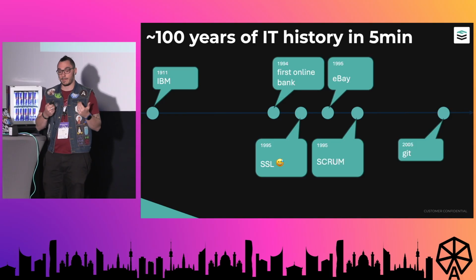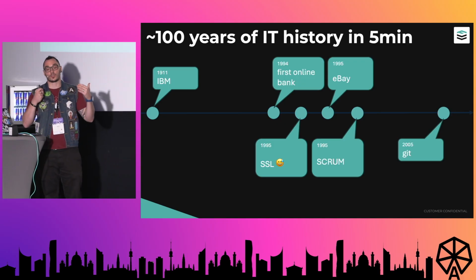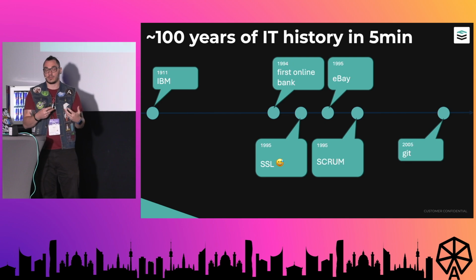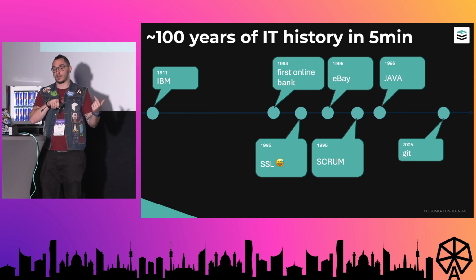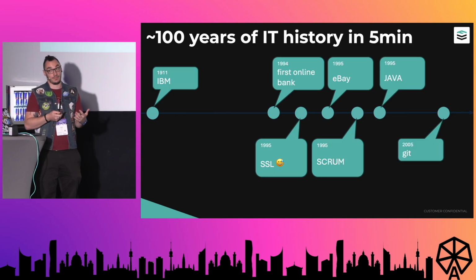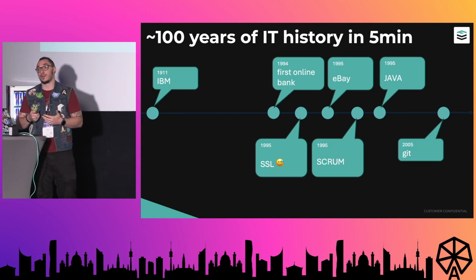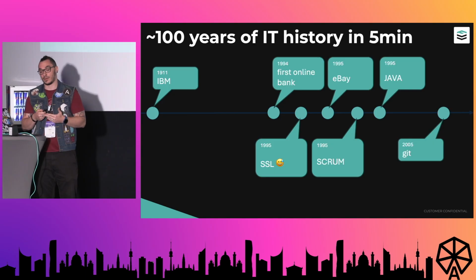1995, we had eBay. 1995, we also had Scrum as we know it, the Scrum manifest and the Scrum development methodology. And that's also quite interesting. Scrum was here before we actually had the Agile Manifesto. In 1995, Sun Microsystems also released Java.